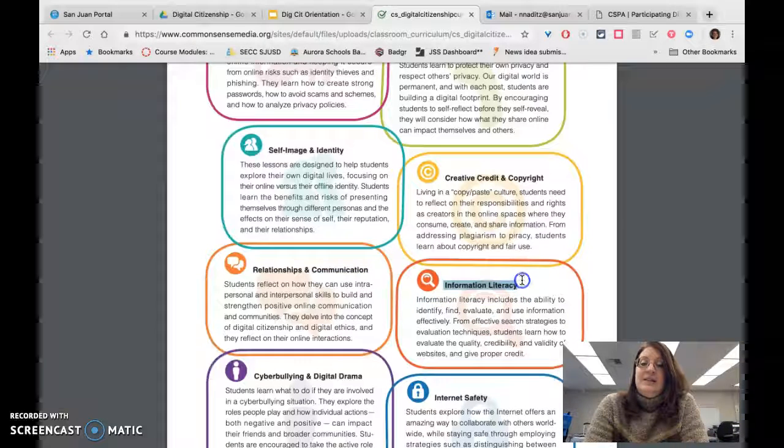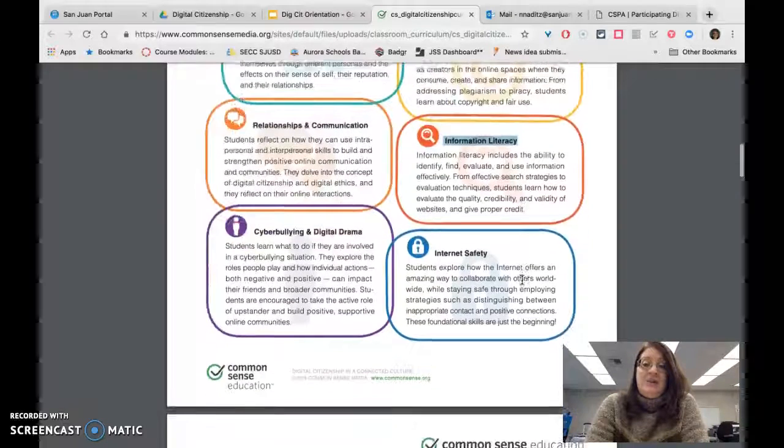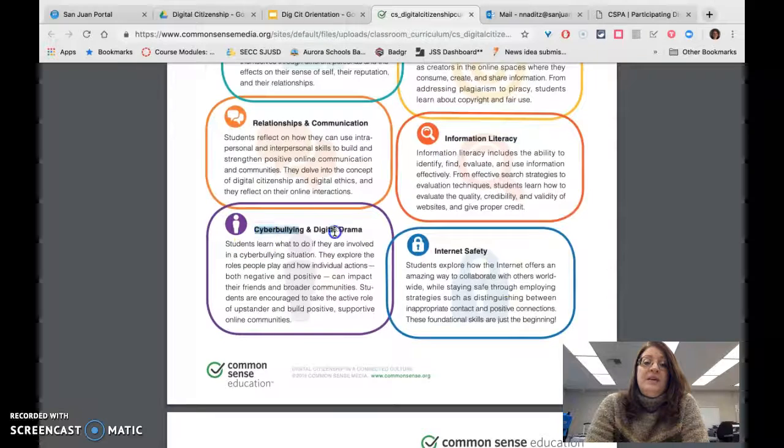Information literacy and the ability to find, identify, evaluate, and use information effectively is a huge part of digital citizenship. Understanding what cyberbullying is, knowing if they are a victim of it or if they are actually perpetuating it, are another key component of digital citizenship. And then the very basic idea of internet safety through the choice of individuals with whom they have and maintain contact, and so on.